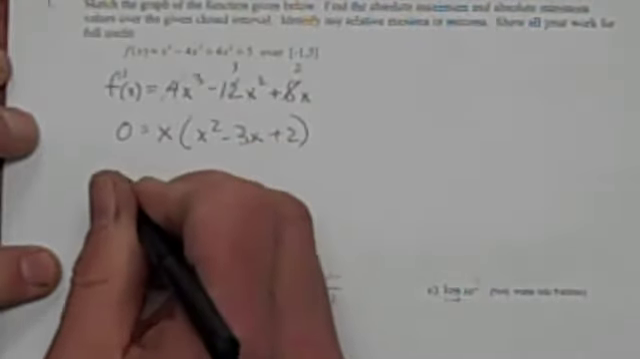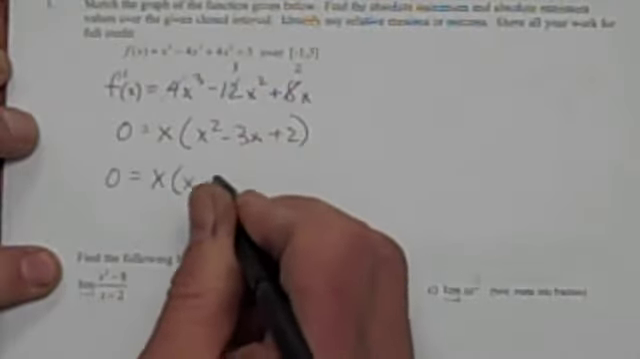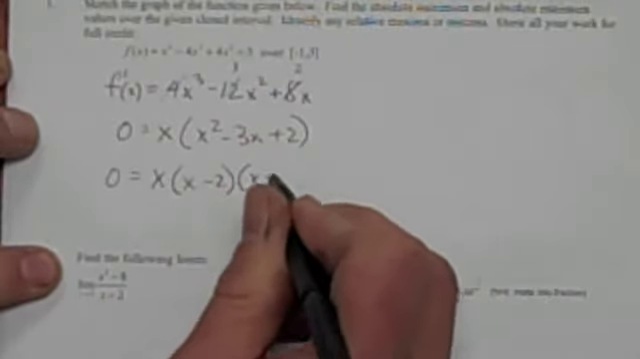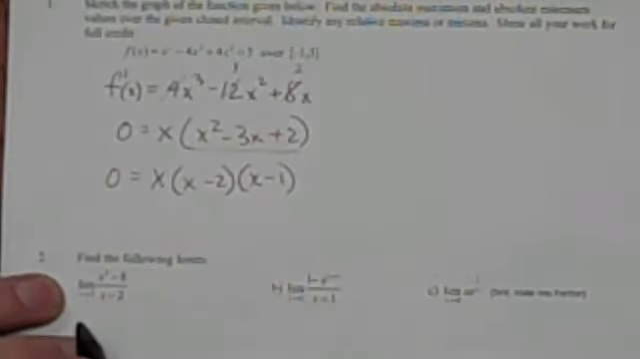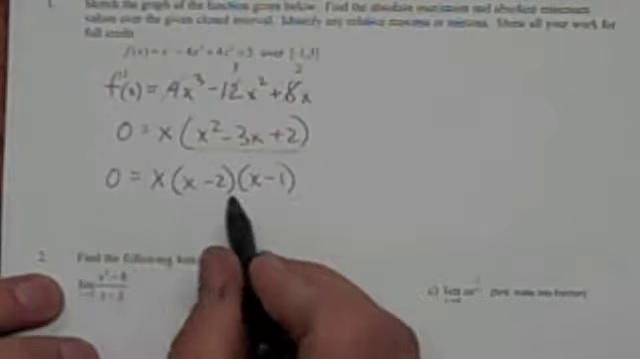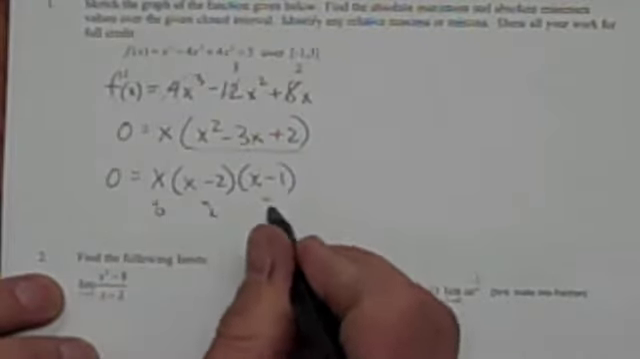Well, I can factor that then pretty simply. I hope this is an easy layup for you guys. x minus 2 and x minus 1. You can always use the quadratic formula on your calculator if your factoring skills have gotten rusty. So I get critical points at 0, at 2, and at 1.